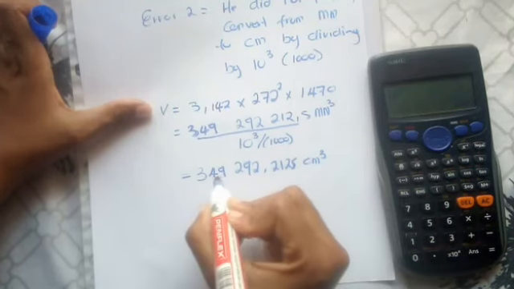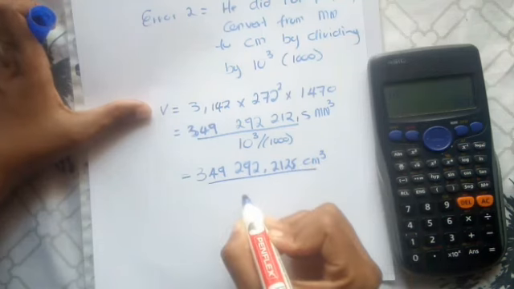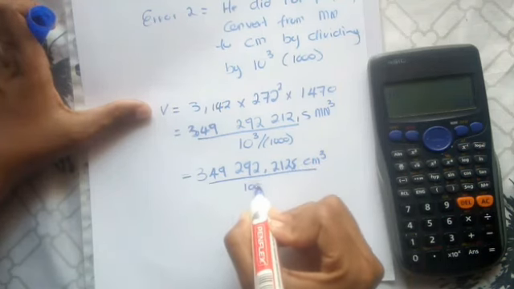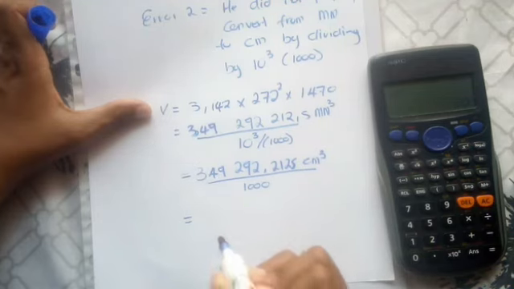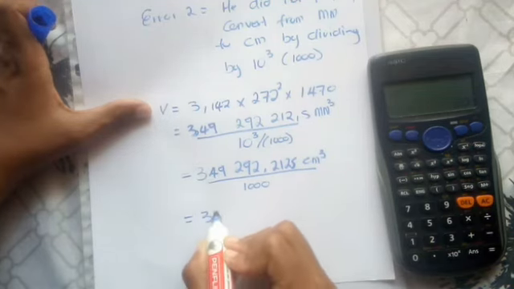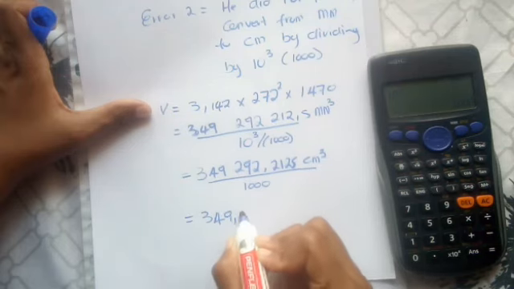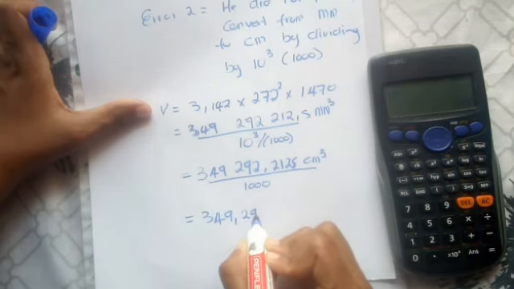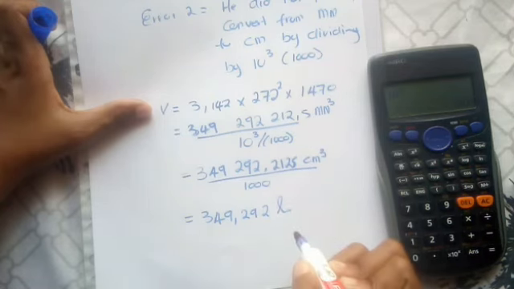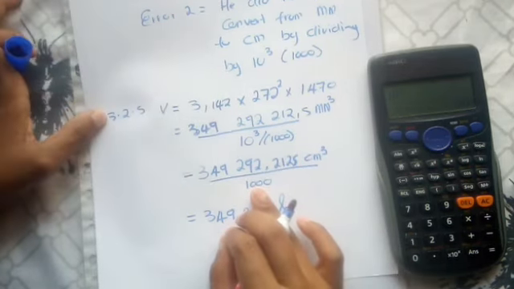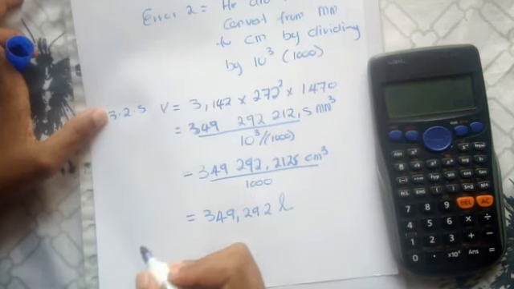Then to move from centimeter cube, or rather 1,000 centimeter cube is the same thing as 1 liter. To get there, I'm just going to divide by now 1,000, and it's going to give me my answer in liters, and that is going to be 349,292 liters. That is my 3.2.5.